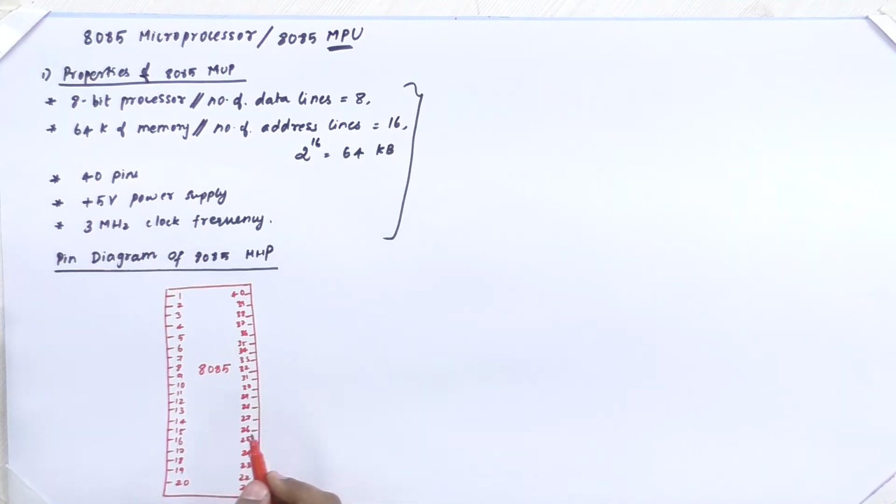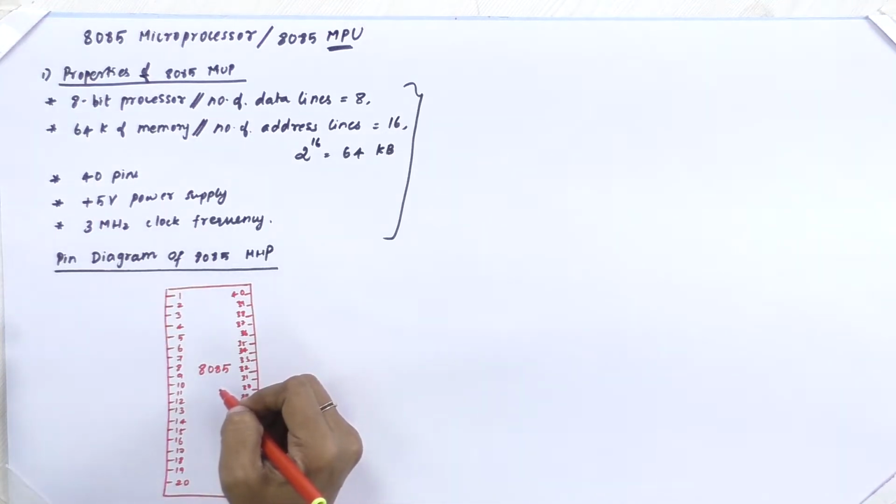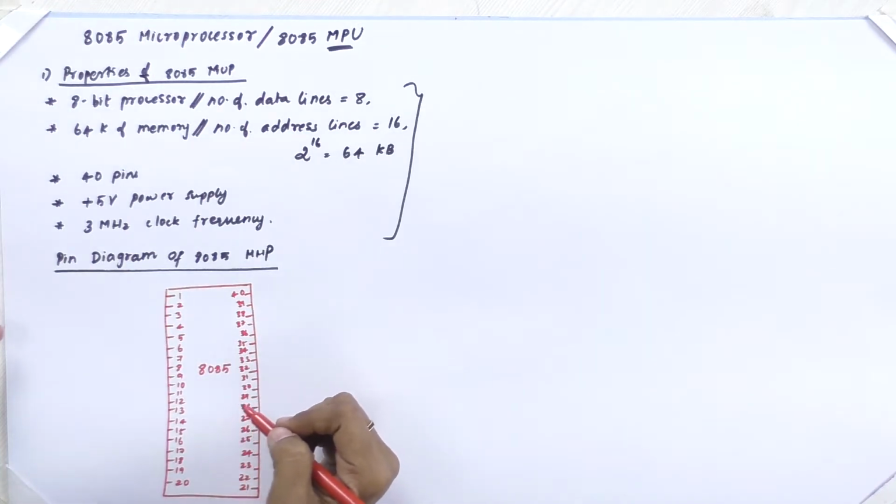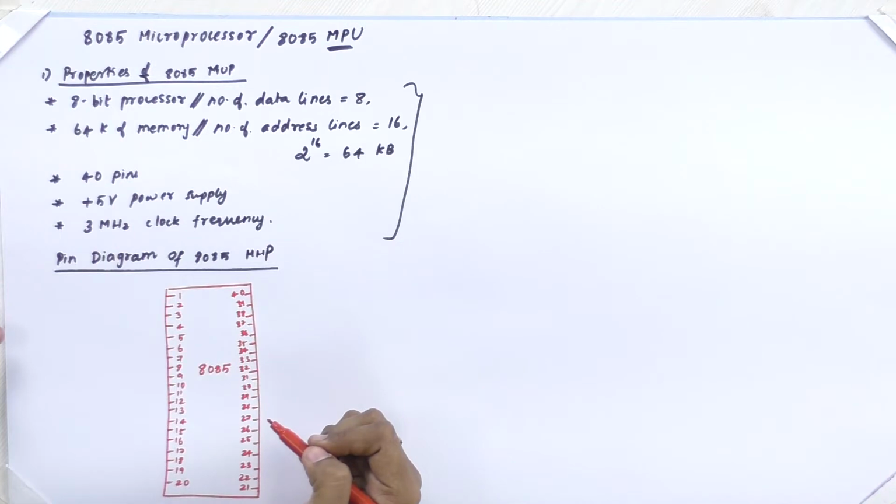The predecessor of the 8085 processor is the 8080A, and the successor of this 8085 microprocessor is the second version, 8085 version 2, whose operating speed is 5 MHz. So this is the pin configuration of the 8085 processor.